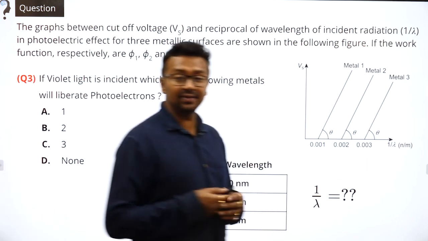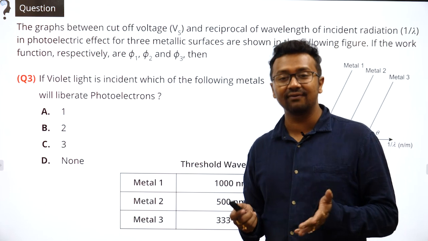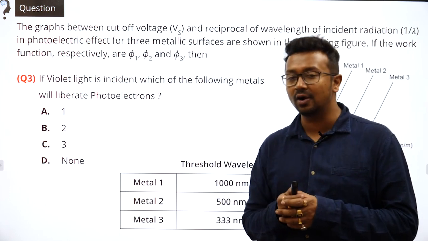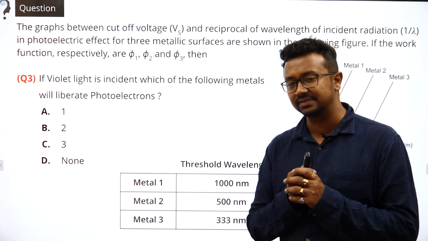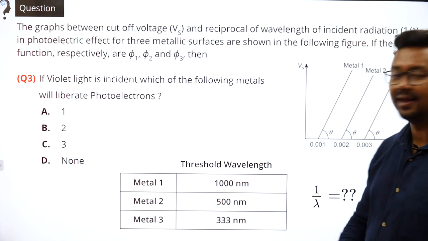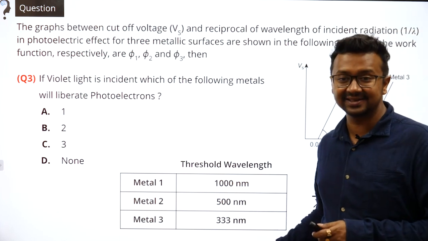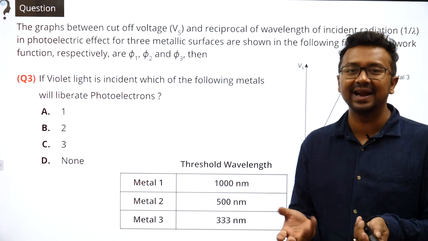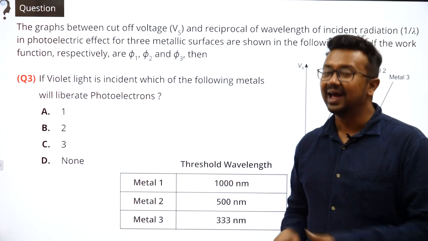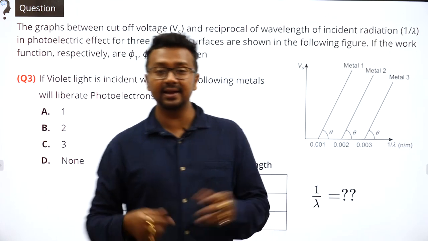Now, what is given to us? Violet light is coming and incident. What is the wavelength of violet light? 400 nanometer. Now, 400 nanometer will be able to take out electrons from which metal surfaces, my dear students? Obviously, if you see, from metal 1 and metal 2, metal 3's threshold lambda is less. But energy wise, it is going to be greater because energy is inversely proportional to lambda. I hope everybody understood this entire concept.